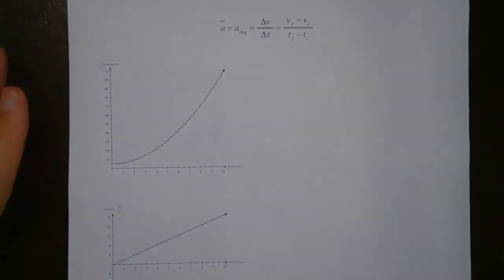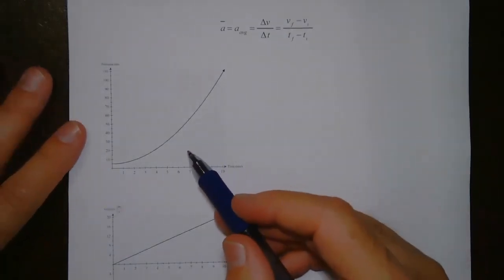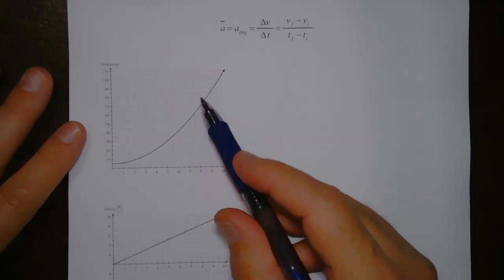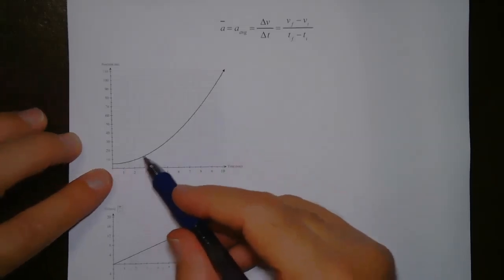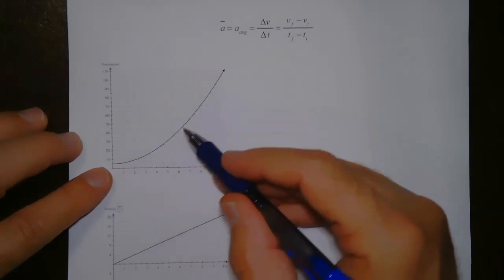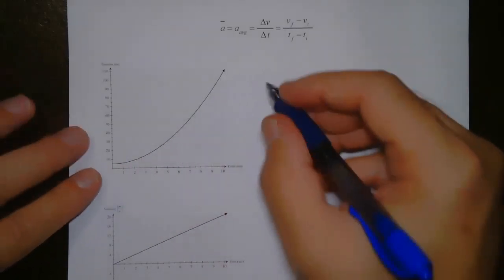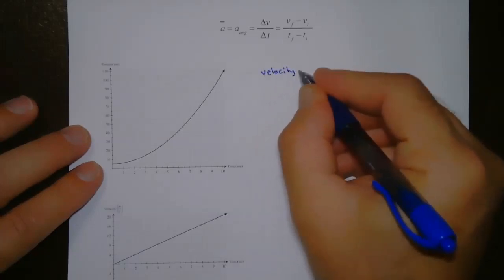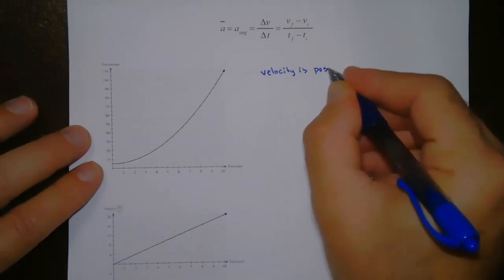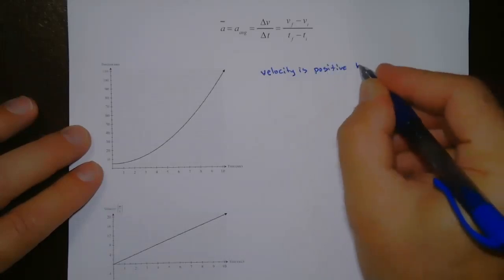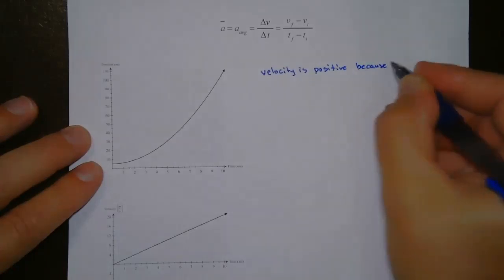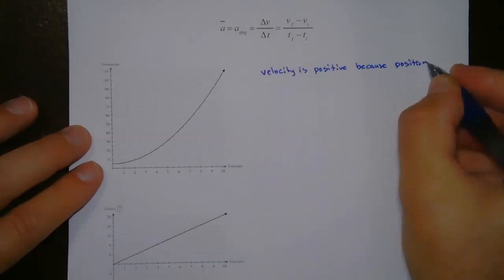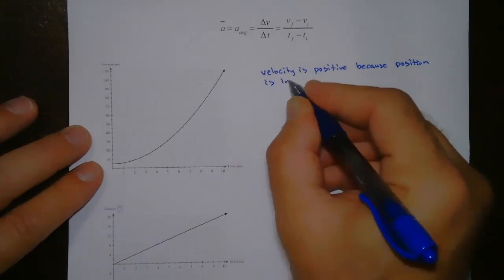All right, so a couple things. This is different. We've been looking at line graphs a lot. All of a sudden, it's starting to curve, right? And if this is curving, we can tell because the position is increasing, we can tell that the velocity is positive. So that's one thing we can tell from this. Velocity is positive because the position is increasing.